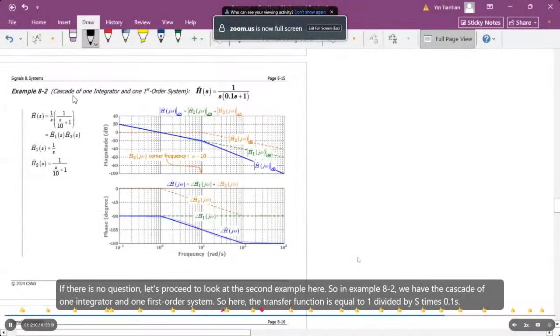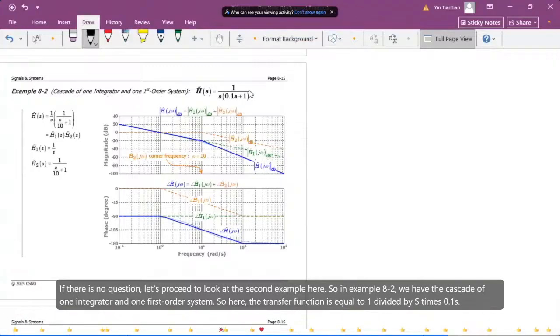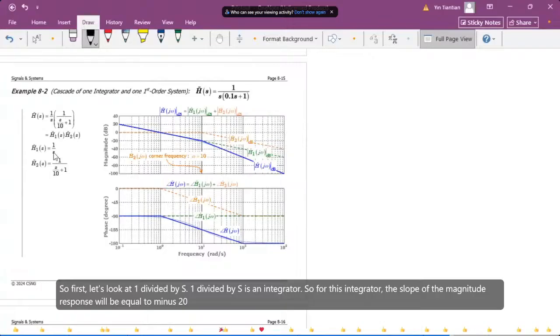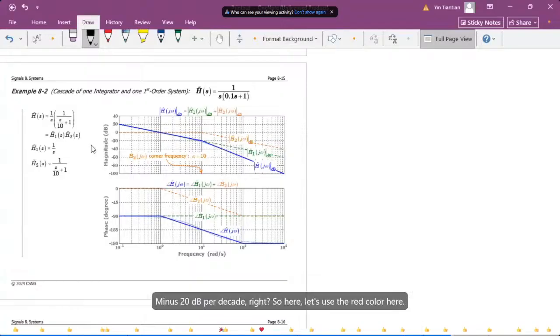So in example 8-2, we have the cascade of one integrator and one first order system. Here the transfer function is equal to 1 divided by s times 0.1 s plus 1. It can be regarded as the multiplication of 1 divided by s, multiplied by 1 divided by s over 10 plus 1. First, let's look at 1 divided by s. 1 divided by s is an integrator. So for this integrator, the slope of the magnitude response will be equal to minus 20 dB per decade, right?